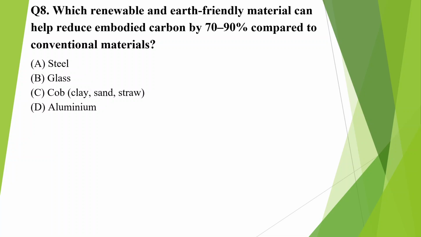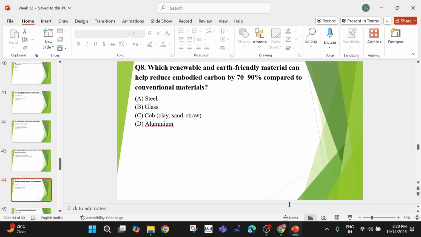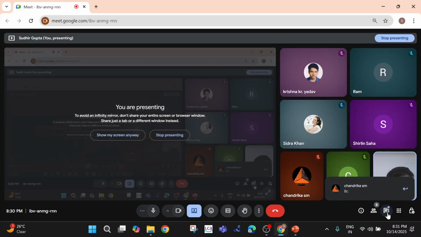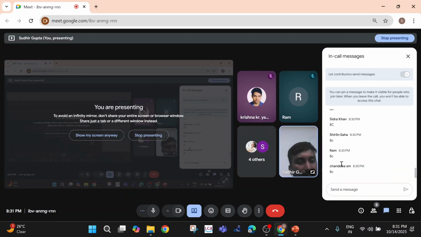So Chandrika, now she has answered B, but she is incorrect. Why? Because it is asking about the renewable material, the environment friendly material and also non-conventional material. Fine, mistakes need to be made, otherwise how will you learn? Yeah, 8C, now she has corrected herself.